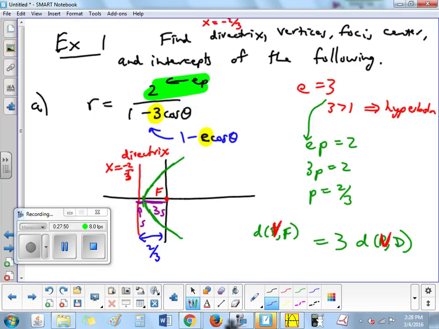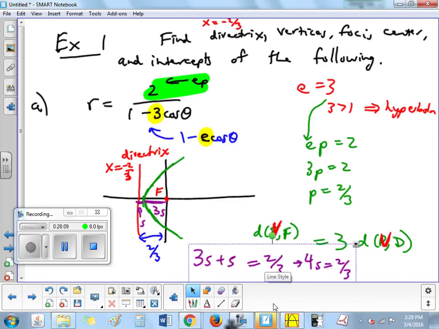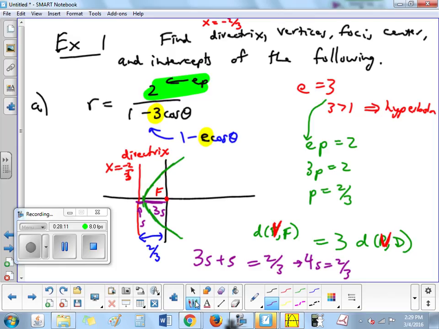Okay, so we can solve that. We can write the segment 3S and the littler segment S makes 2/3. In other words, 4S is 2/3. In other words, S is 2/12 or 1/6. So S is 1/6. That's a hard calculation, but it tells me where my vertex is.